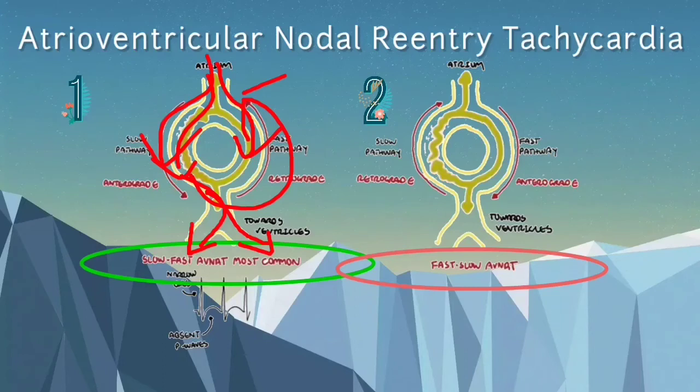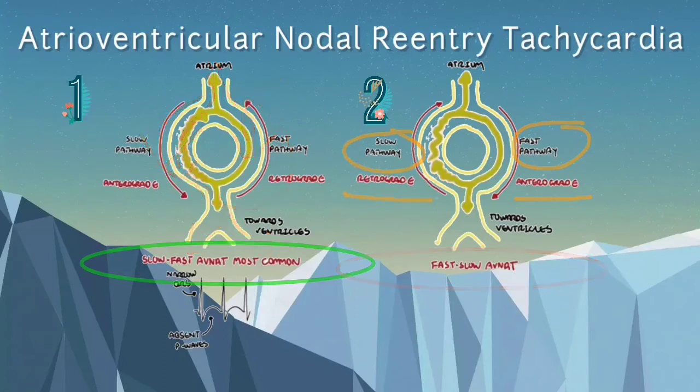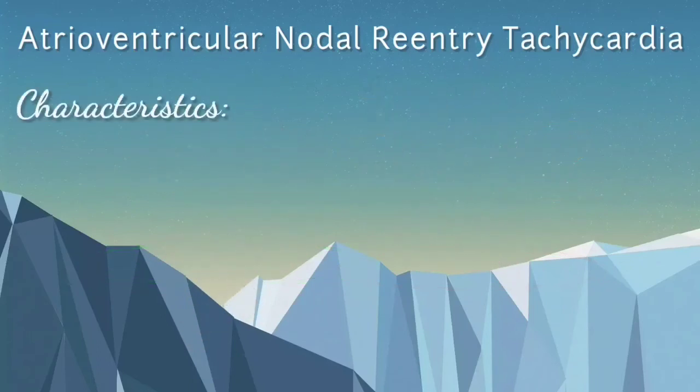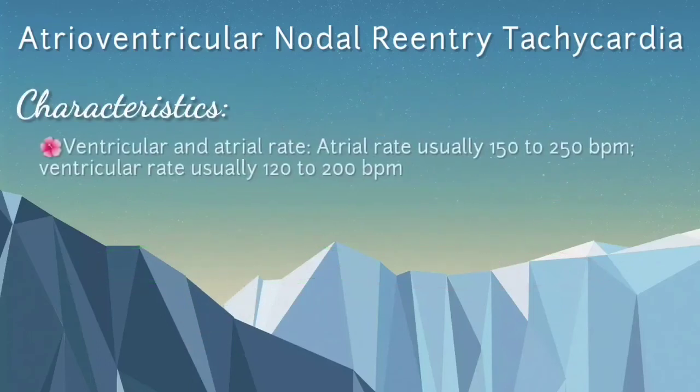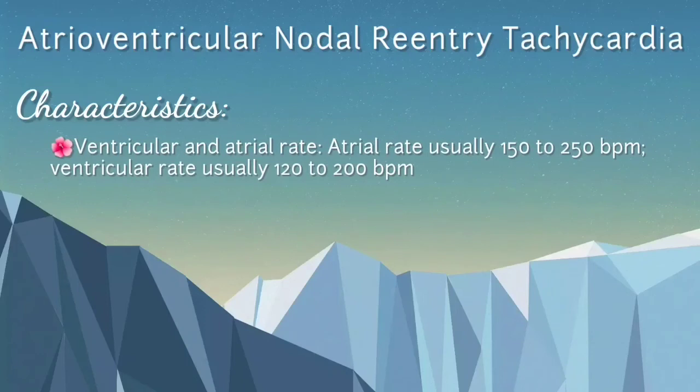Here in the fast-slow AVNRT, the opposite thing happens, and there is anterograde conduction by the fast AV nodal pathway and retrograde conduction by the slow AV nodal pathway. For characteristics, the ventricular and atrial rate during AVNRT is usually 150 to 250 beats per minute and 120 to 200 beats per minute respectively.